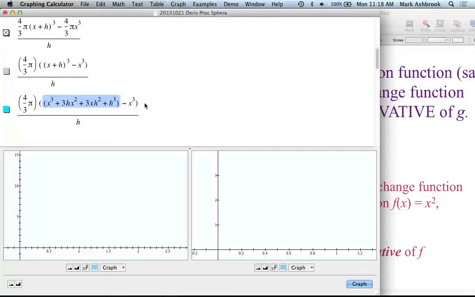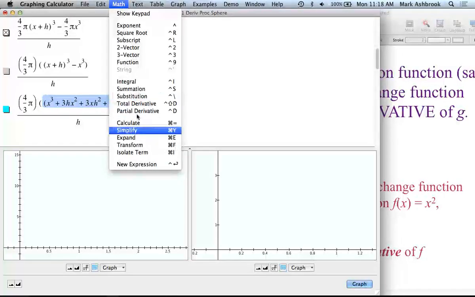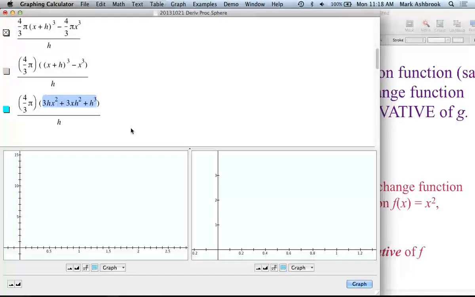Now we look inside there, and what do we see? We got a positive x cubed and a minus x cubed. So then you can go to simplify. It does it. Okay?